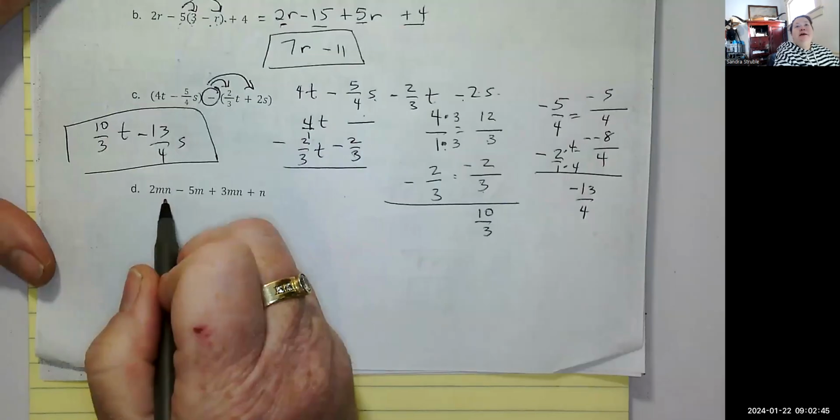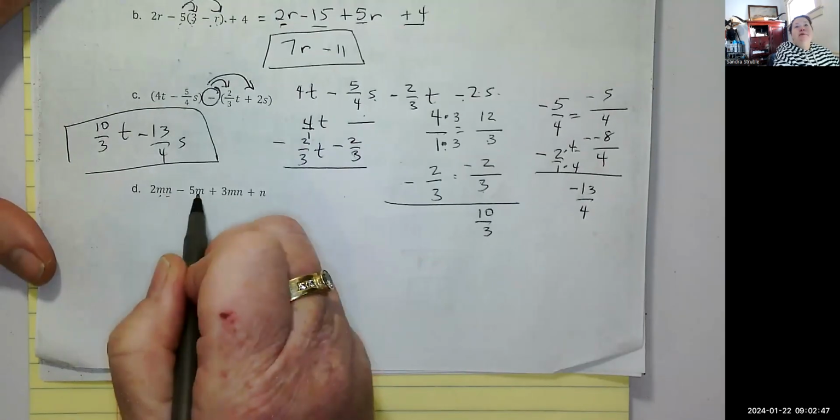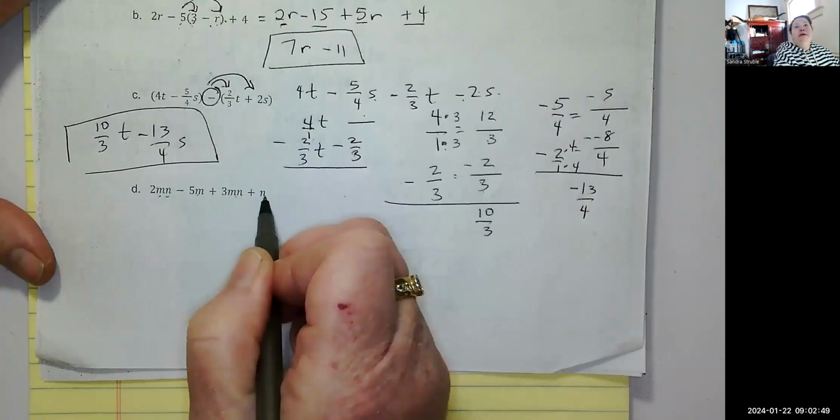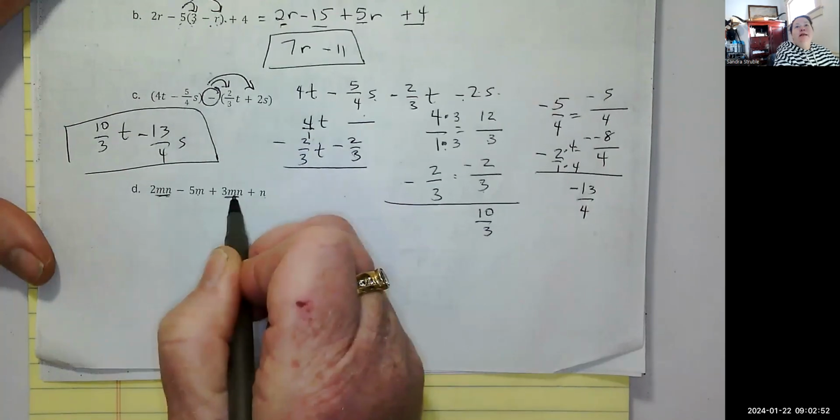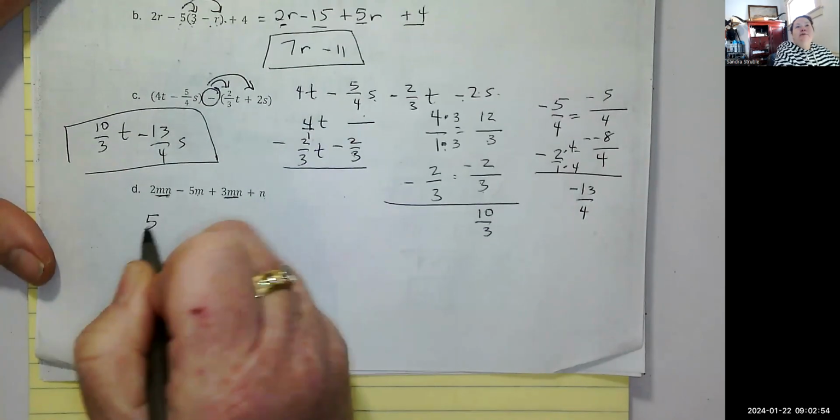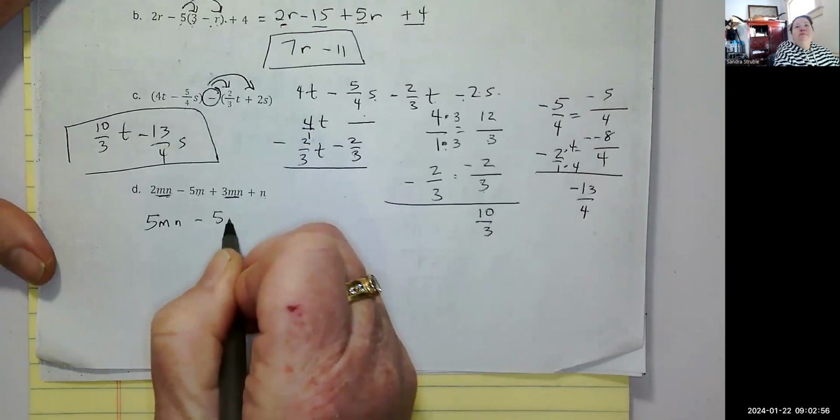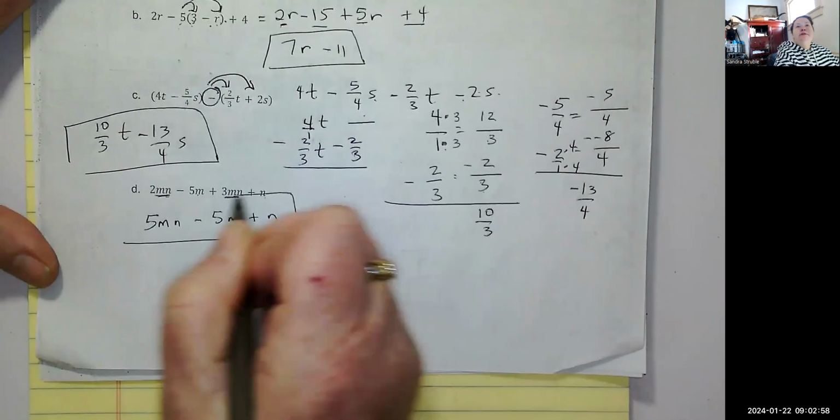Okay. Let's combine like terms. 2mn and 3mn, and 5m, and n. So these two can combine, and it looks like that's it. 5mn minus 5m plus n is your answer.